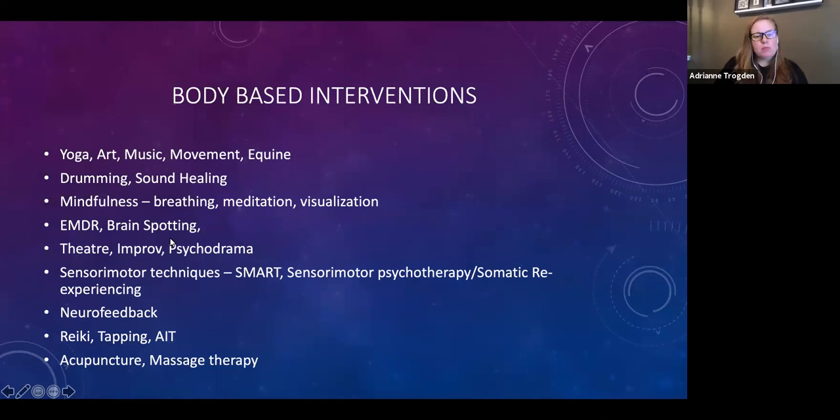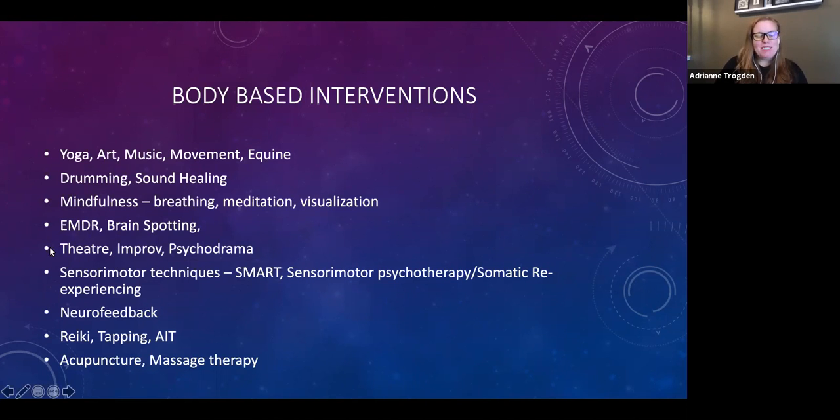So other specialized treatment programs, specialized treatment services would include EMDR, brain spotting. These are things you need special training in to be able to do. But again, it works with the trauma elements. And so it's specifically focused on helping someone deal with their trauma and process through their trauma in a little bit of a different way.